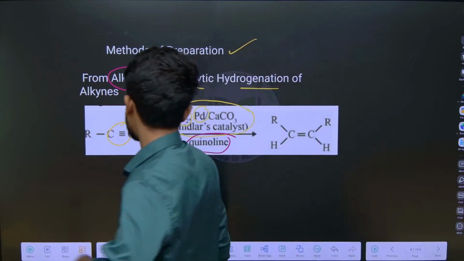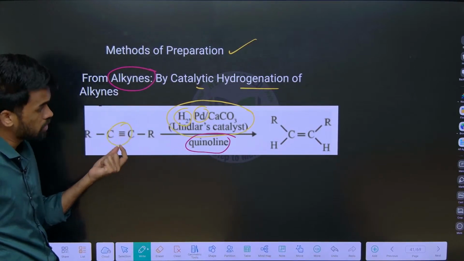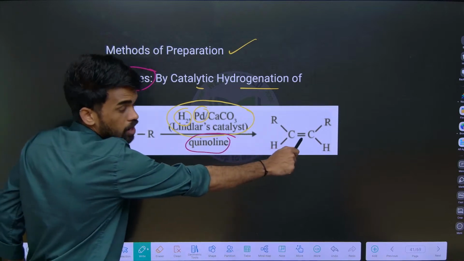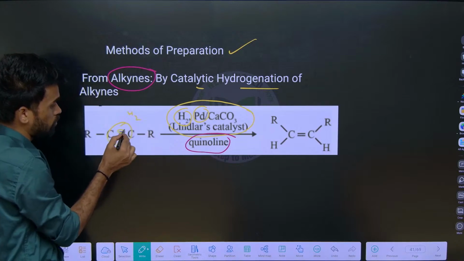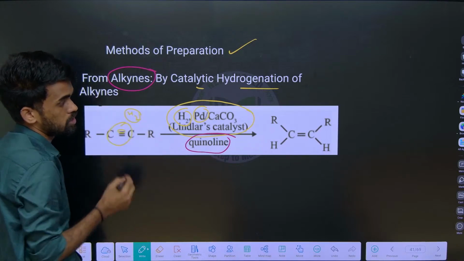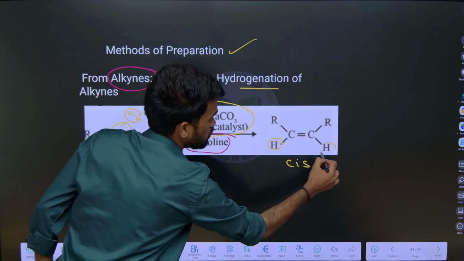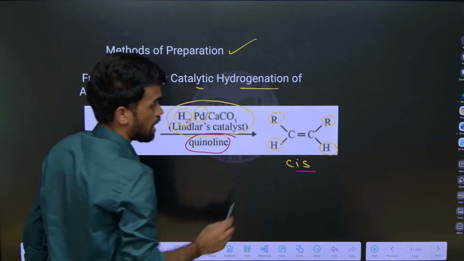When we are adding hydrogen to this alkyne, it can undergo addition of 1 mole of hydrogen, H2. One pi bond will be replaced by 2 hydrogens, therefore we will be getting a cis alkene. Cis means 2 hydrogens on the same side, 2 alkyl groups on the same side. So this is called a cis alkene.